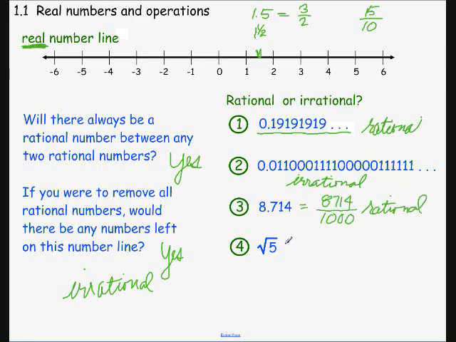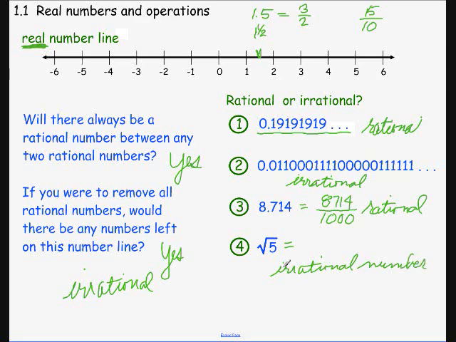The square root of 5. We might try that on your calculator right now and see what you get. See any pattern there? There's no repeating pattern in your decimals. This is an irrational number.